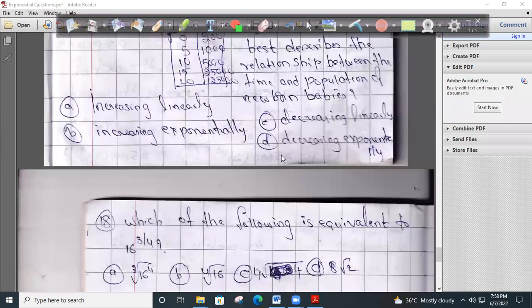Question number 18. So there are 4 options here. Which of the following is equivalent to 16 power 3 by 4? There are multiple ways to solve. You can solve the way you like and try to give me the answer. But you need to use those formulas: a power m by n, a power m into n, a power m whole power n. Those 4 formulas I said, right?